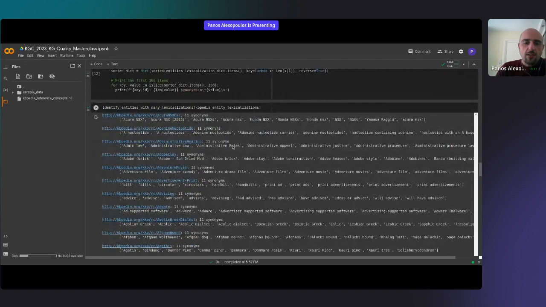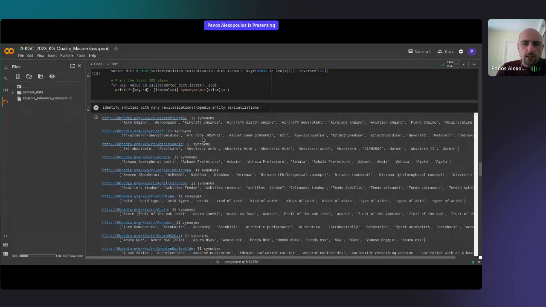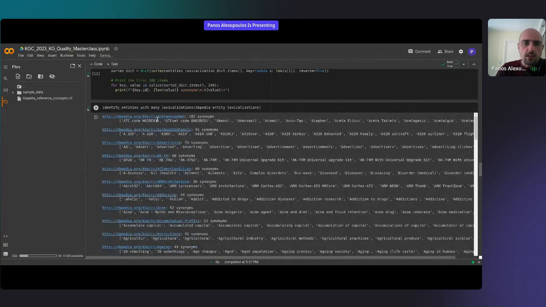Okay, now this is interesting. What you see here is the URI of the entity. And do you see that, for example, this entity here, which has to do with some chemical substance, acetaminophen or something, has 182 labels in English? I'm not an expert in this, but I'm pretty sure that all these are not synonyms to each other.